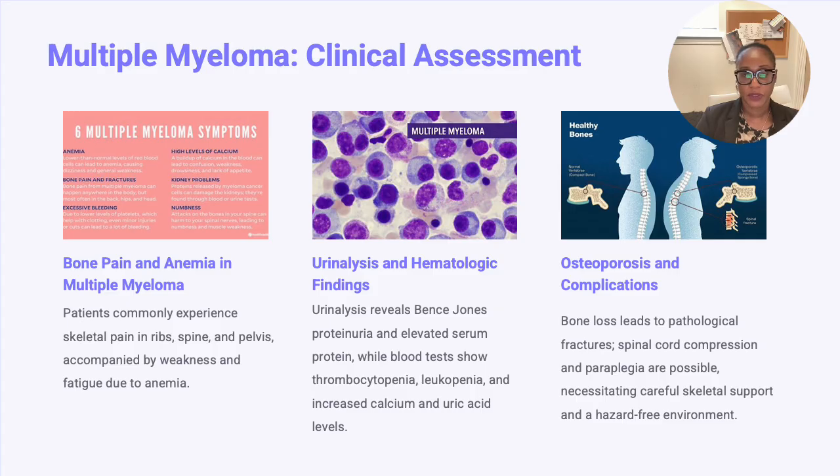Bone marrow aspirate will show an abnormal number of immature plasma cells. Is it also important to just highlight that a client with multiple myeloma is at risk for pathological fractures? Therefore, we want to provide skeletal support when we are moving this patient or turning them or ambulating them. We want to ensure to provide also a hazard-free environment to prevent any additional injury to these patients.